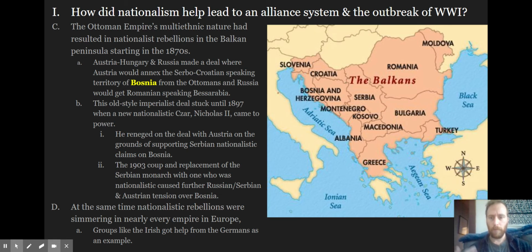So a good example is the Irish are trying to make their own independent state in Ireland, trying to get free of Great Britain, and they get help from the Germans.